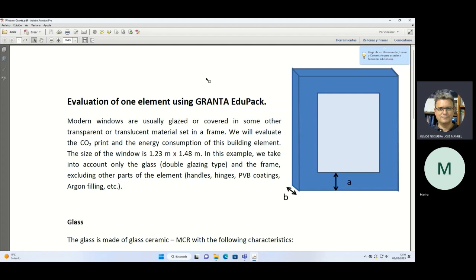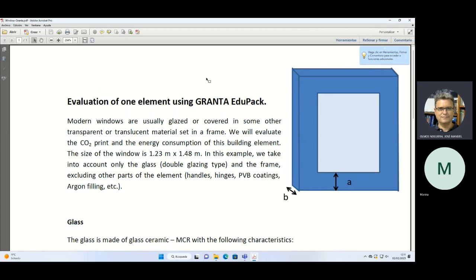We are going to work with software which is very good for teaching, but the accuracy of the database that we have is not very robust, in other words. So we are going to evaluate a window. Windows are glass covered in some other transparent and translucent material, set in a frame, and we are going to evaluate just the CO2 footprint and the energy consumption.